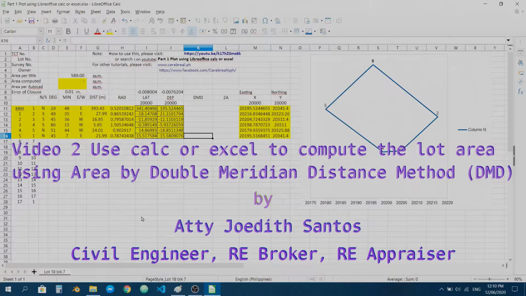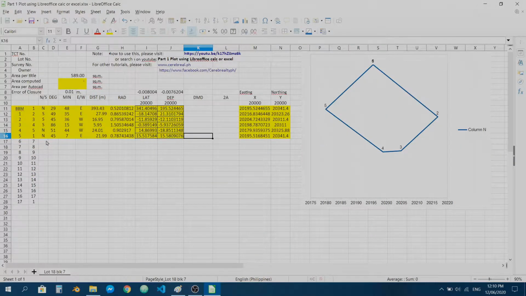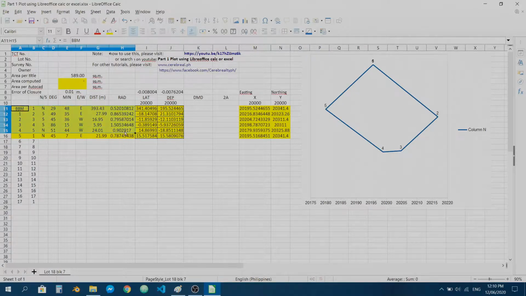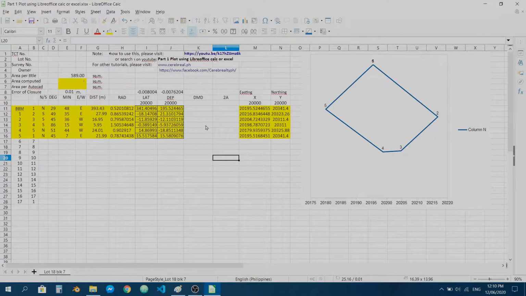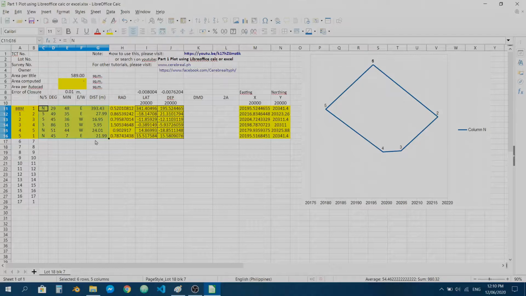Okay, in the last video, we were able to derive this area, the one in yellow, and we were able to plot this. Now, in today's video, we will be focusing on how to use the double area by double meridian distance method to derive the formula for the lot area of this given technical description. Okay, so let's start.